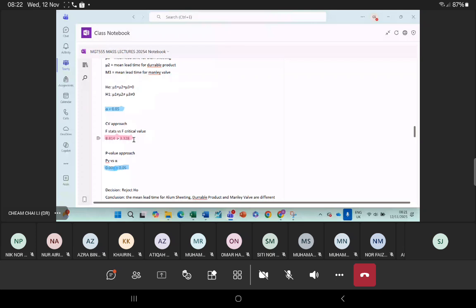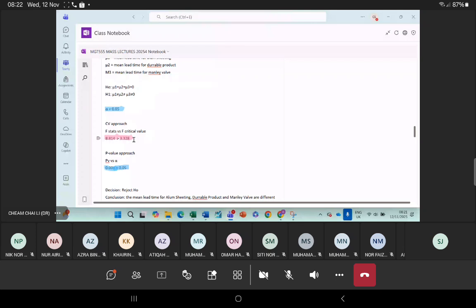So what we can conclude here is that the mean lead time for the three suppliers, alum shipping, durable product, and memory off, are different from one another. So this is the conclusion, right? And same goes to the yang kedua lah. Ini pun sama. As long as you have more than two groups, and then you want to compare the mean, you need to use ANOVA, right?